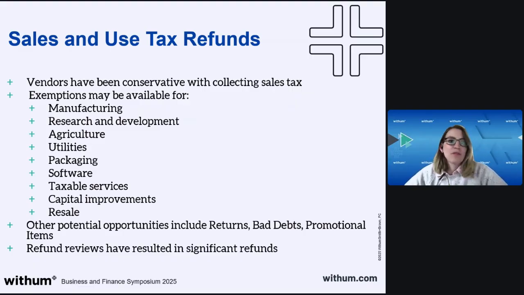The big ones we see are the manufacturing and the research and development exemption certificates, and packaging, I would say, is probably the three biggest that we see, where potentially you may have charged or you may have been charged tax and paid tax, but potentially could be eligible for a refund.